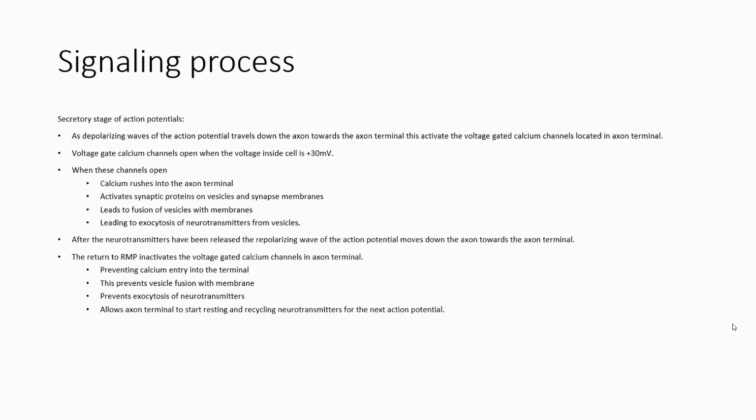When the neurotransmitter has been released, right after that we will have this repolarizing wave moving down the axon terminal, and the return of the RMP will inactivate the voltage-gated calcium channels. This will prevent further entry of calcium. This will prevent further exocytosis of neurotransmitters, and it allows the axon terminal to reset and recycle these neurotransmitters and get ready for the next action potential.